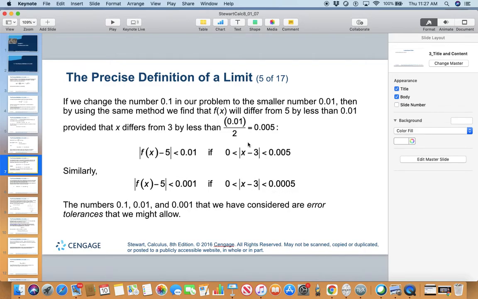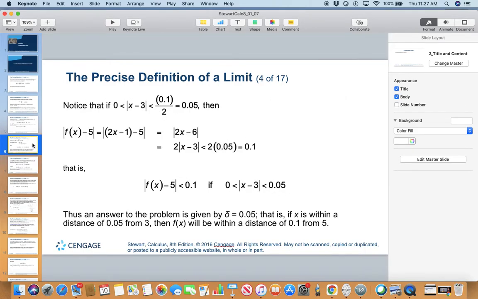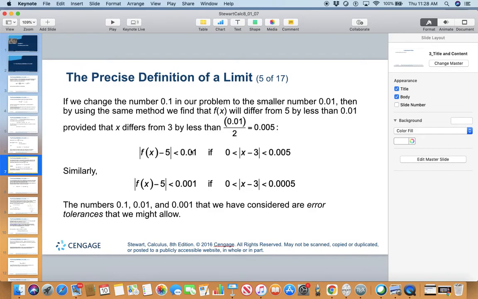Okay. Why do I have to divide by 2? Let's go back to the argument. You see, f(x) minus 5 brings out a 2. So 2 times the distance I'm allowed for x gives me the distance I'm allowed for f in this particular case because of that 2, you see. And that's why if I'm told how close f(x) should be, how close should x be to 3? Well, take the distance, divide by 2.